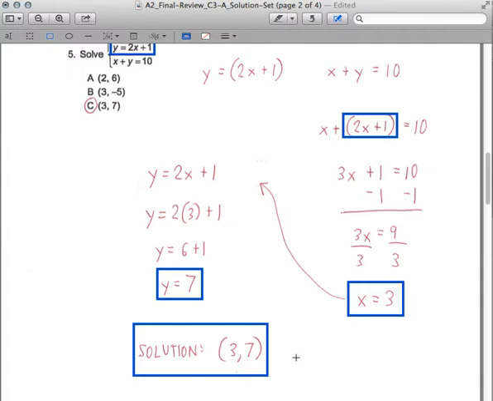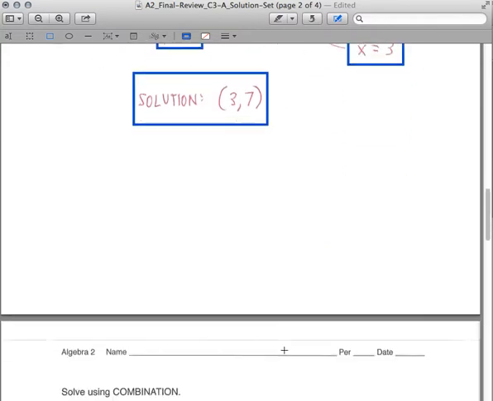If we are using the graph and check method, for example, when we graph two linear functions, we graph two lines, the solution to that system of equations is the point of intersection. It's the x-y combo where the lines intersect. Let's take a look at our last example, combination.